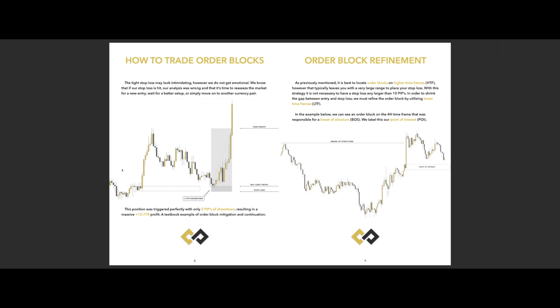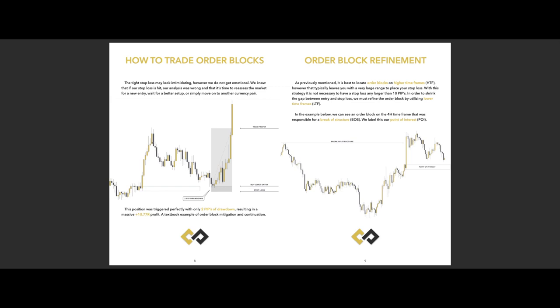Now, in this scenario, this position was triggered perfectly with only 2 pips of drawdown, resulting in a massive 10.77R profit, a textbook example of order block mitigation and continuation. So as you can see, price retraced in a very corrective manner, just tapped into the entry, a couple pips of drawdown, right? A little bit of drawdown, but we tapped right into that order block, and then look at the impulsive momentum that kicked in right after that.